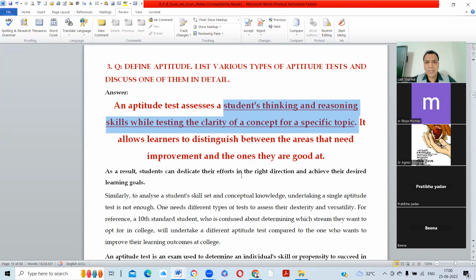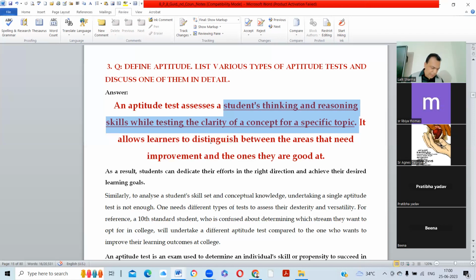So an aptitude test basically assesses the students' thinking level and reasoning skills, while testing the clarity of the concept for a specific topic. It allows the learner to distinguish between the areas that need improvement and the ones they are good at, right? So aptitude test, guys, is used to assess the students' thinking level and reasoning skills.